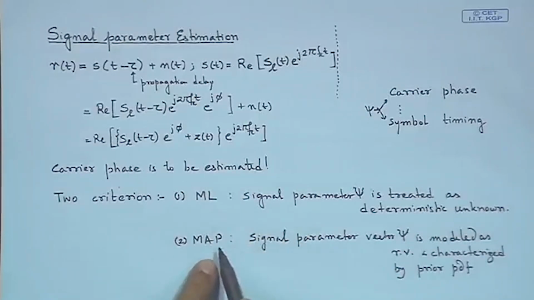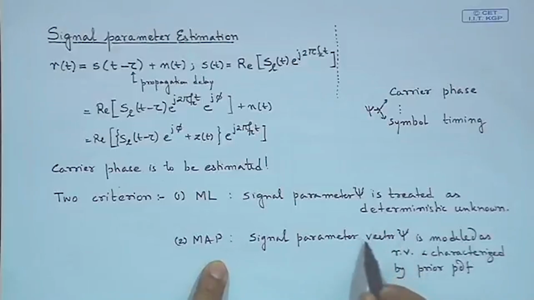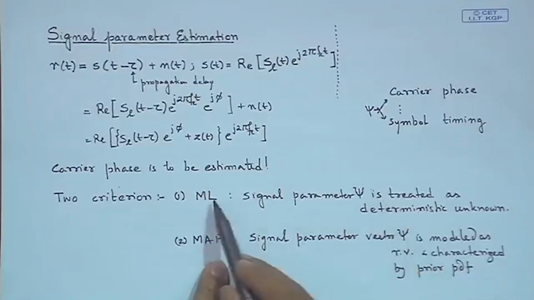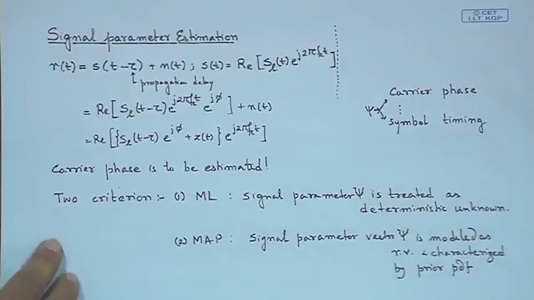If it is MAP, remember we have the prior probabilities. So, there will be the prior PDF, that means these will be modeled as random with prior PDF. That is the difference. So, if you have a prior PDF, you are going to use the MAP criteria. If you do not have that, then you are going to use the ML criteria.